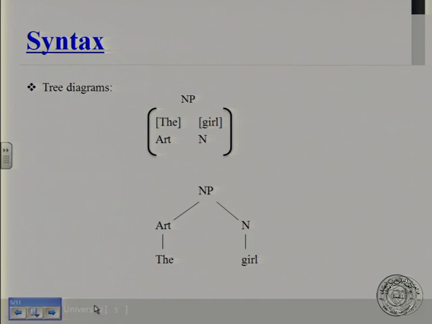And the tree diagram can be in this form. The girl: the first constituent is Art, which means article, and girl is N, that is noun. These two are called a noun phrase.